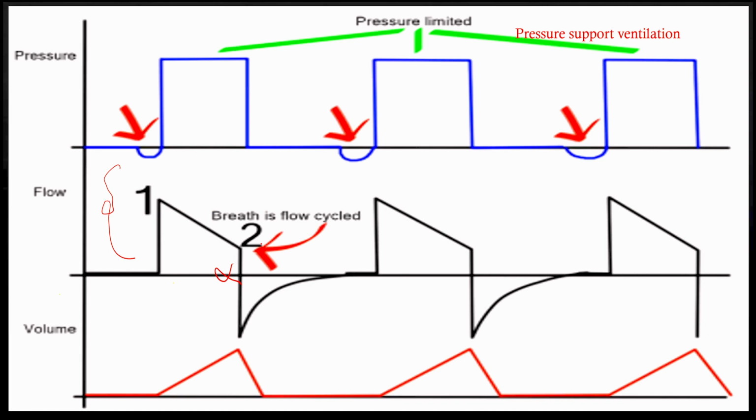One thing that we need to understand here is that the inspiratory-expiratory ratio, or IE ratio, may vary from breath to breath in a pressure support mode because it is controlled by the patient, since it is a spontaneous mode, unlike a pressure control mode where the IE ratio is fixed and always constant.